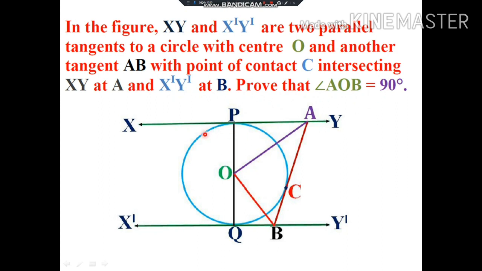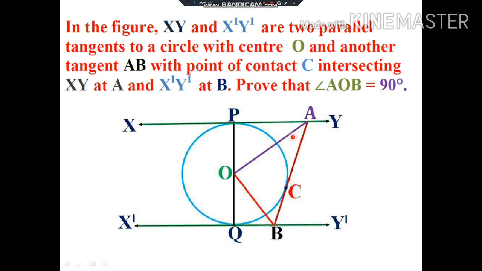Dear children, O is the circle, and there are two tangents here, XY and X dash Y dash. Here P is the point of contact and here Q is the point of contact. And there is one more tangent to this circle, that is AB. AB is also tangent. It touches the circle at C. C is the point of contact, and A and B are the two points of this tangent.